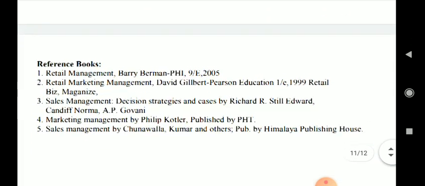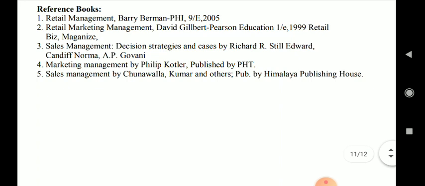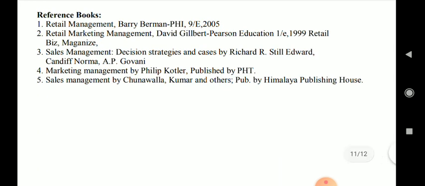So sales management and retail management are two different things for you. Many reference books have been given by the university, but what I am referring to for this is Sales Management: Decision Strategies and Cases by Richard R. Still, Edward Cundiff, Norman AP Govoni. That is very good. Retail Management by Barry Berman, for retailing only, is good.